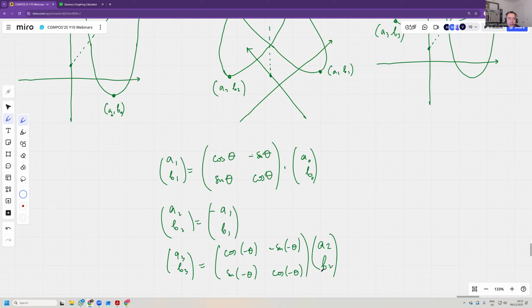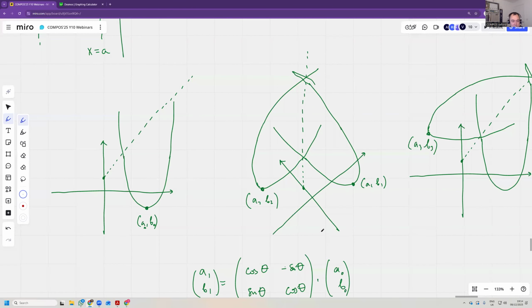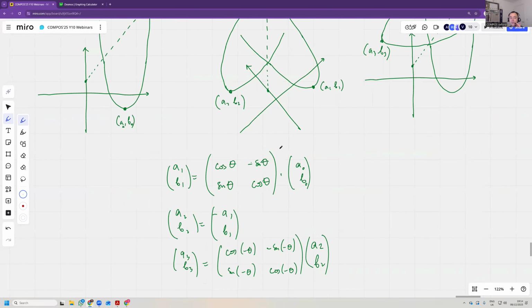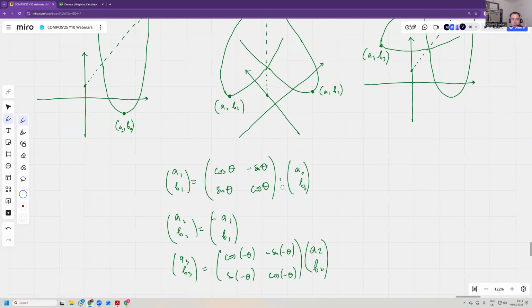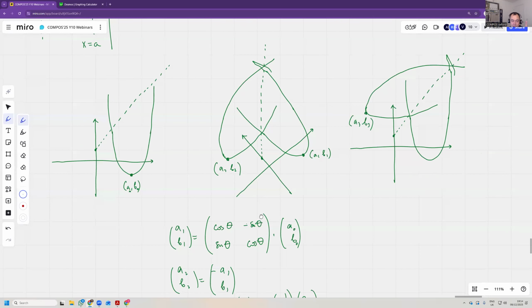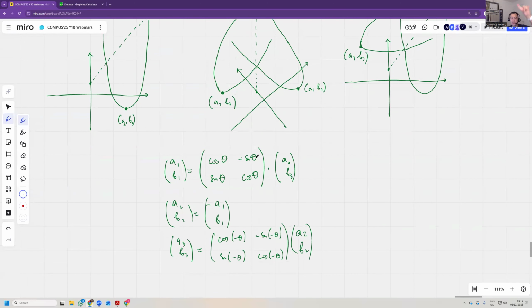A0, B0 is the original coordinates of the vertex. A1, B1 is the coordinates of the vertex after the first rotation. Then A2, B2 is the coordinates of the vertex after the reflection. And then A3, B3 is the final coordinates of the vertex of the reflected parabola.